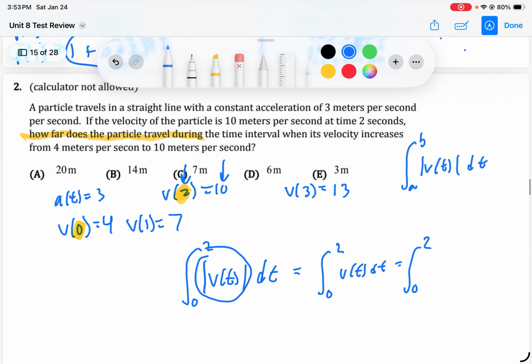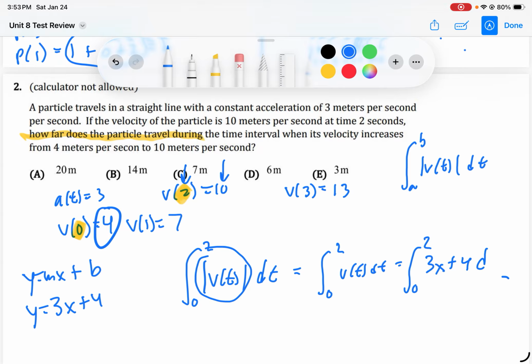Velocity function, does it tell us? Oh, we've got to come up with a velocity function, don't we? So what is the velocity function? At time 0, the velocity is 4. So it's like your y equals mx plus b idea. It's a constant acceleration, so that's the way the velocity is changing, plus 4. So velocity is 3t plus 4, dt.